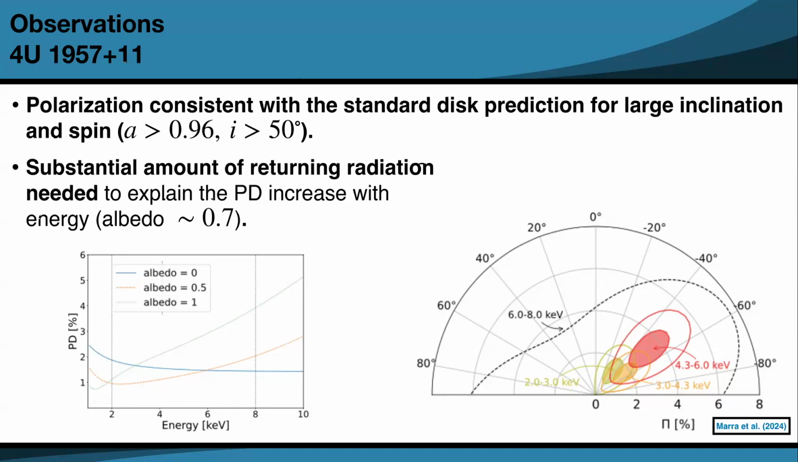And since the returning radiation contribution depends on the spin of the black hole, because we need the ISCO to be closer to the central object in order to have a substantial contribution from this component, we were able to obtain a lower limit, quite loose, but still a lower limit, on both the spin and the inclination of the source.